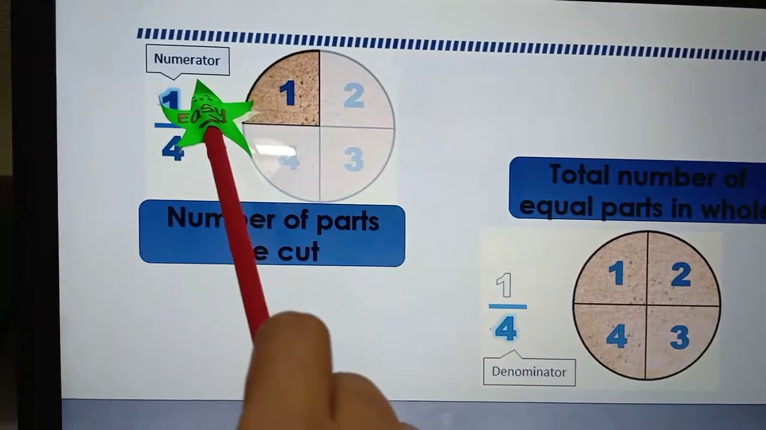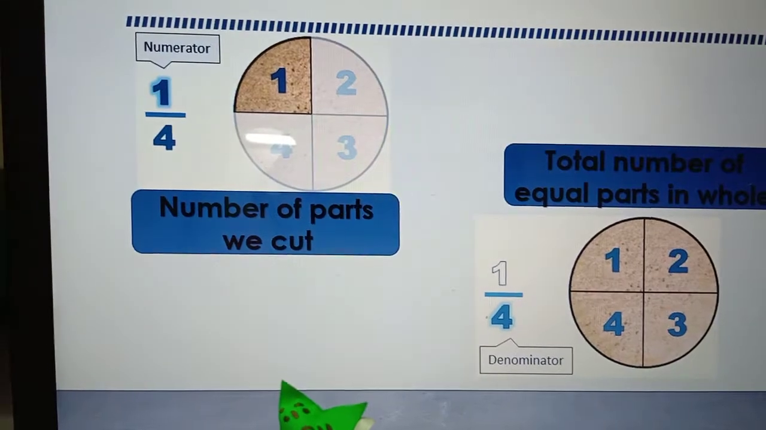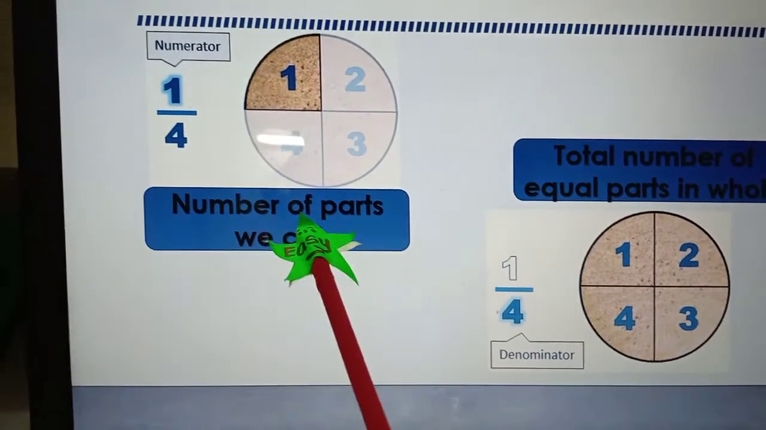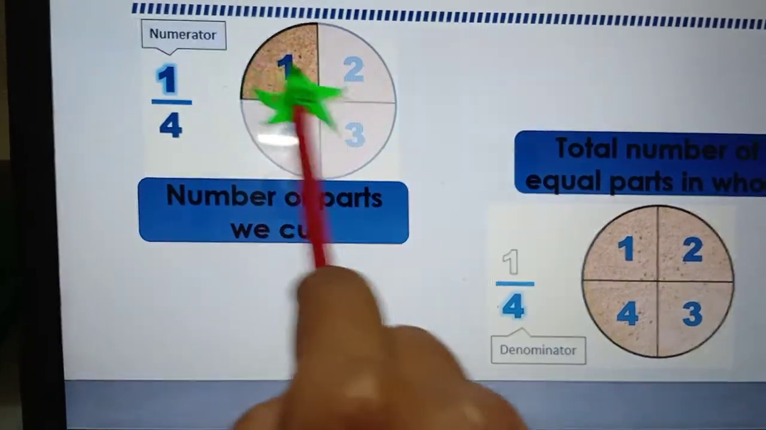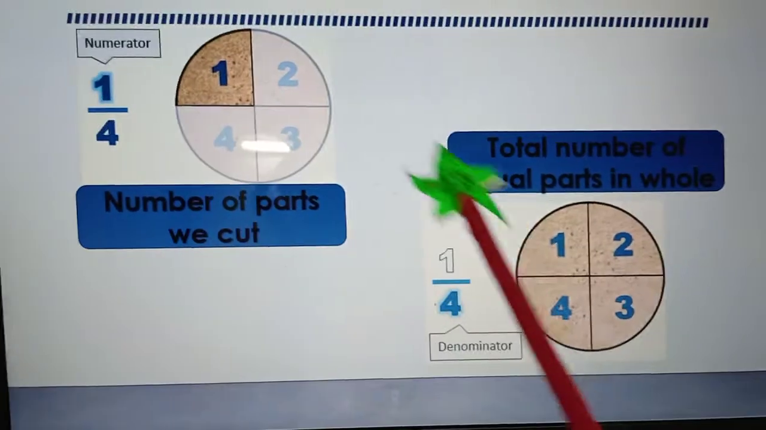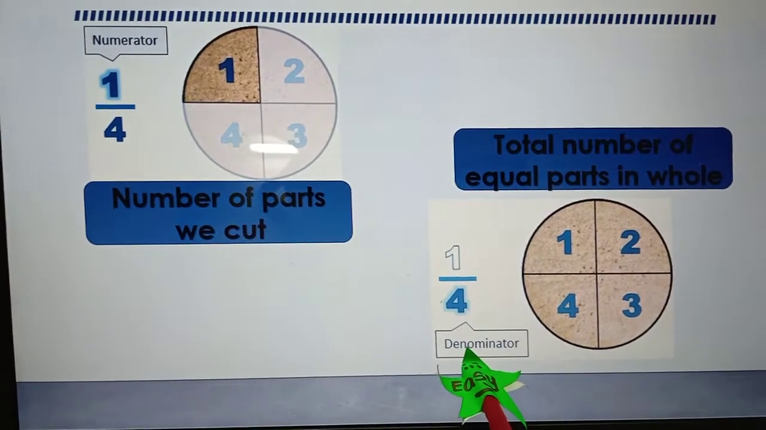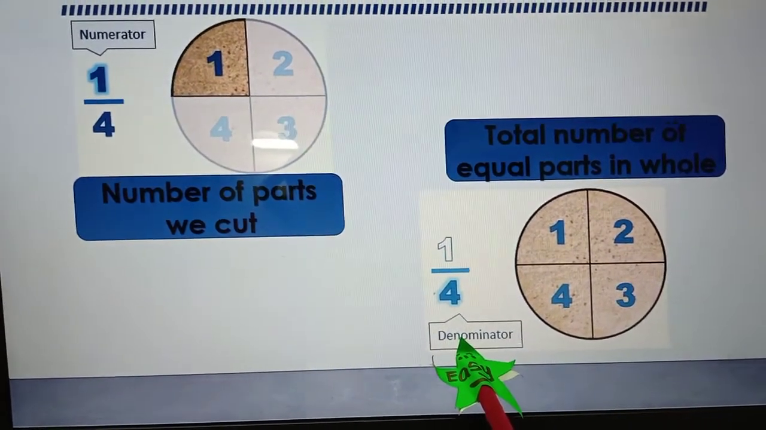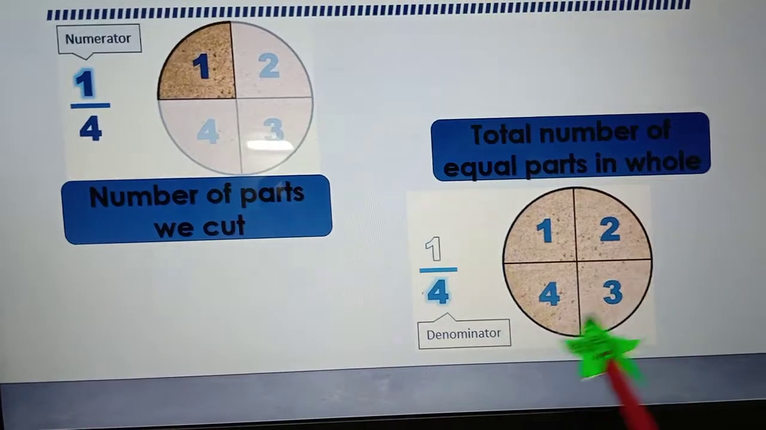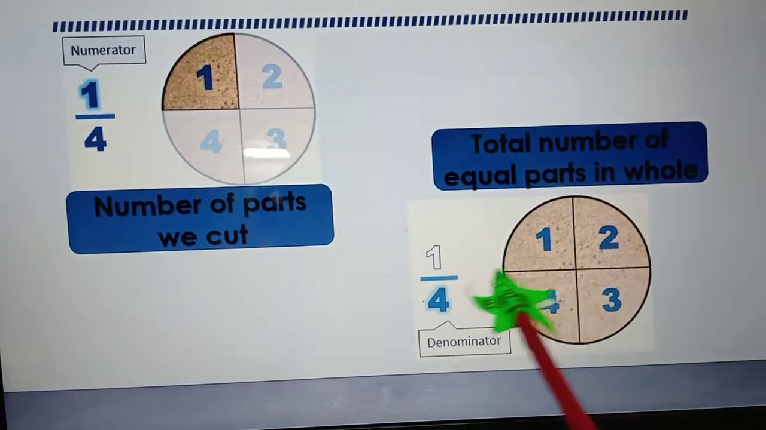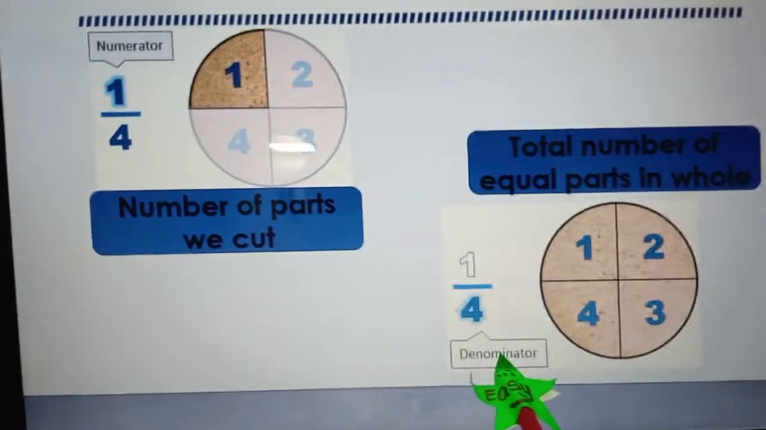Number of parts we cut, what is that? That is the numerator, the up one. The up one we call as numerator. Numerator means number of parts we cut. See, we cut and take out. Okay, when we come here, the down one will be your denominator. Denominator means total number of equal parts in the whole. The total equal parts, how many parts we cut, that one we call as denominator.